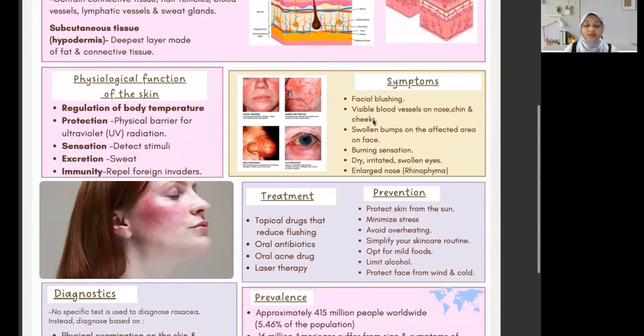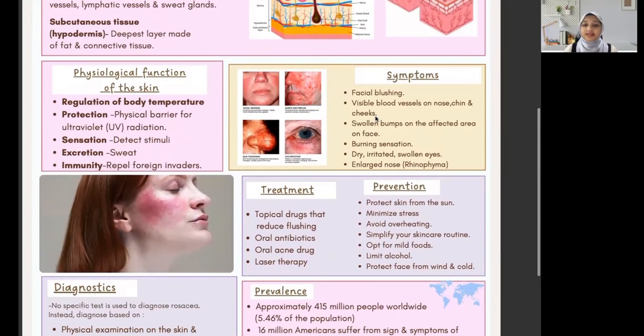Next, what are the symptoms of rosacea? The symptom of rosacea is facial blushing. You can see your face turning red and having some blushing effect on it. Next is visible blood vessels on the nose, chin, and cheeks. Next is swollen bumps on the affected area of the face. And you can feel a burning sensation on your skin. Next is dry, irritated, and swollen eyes.